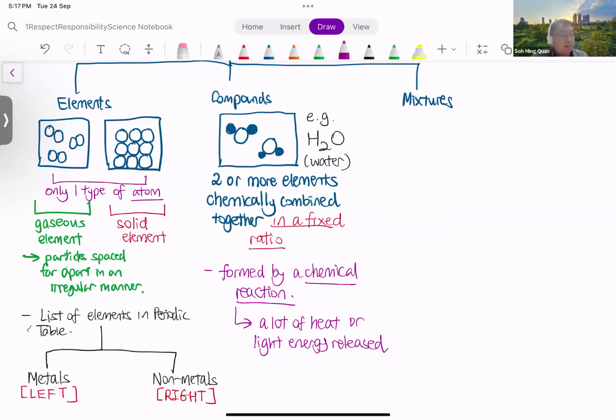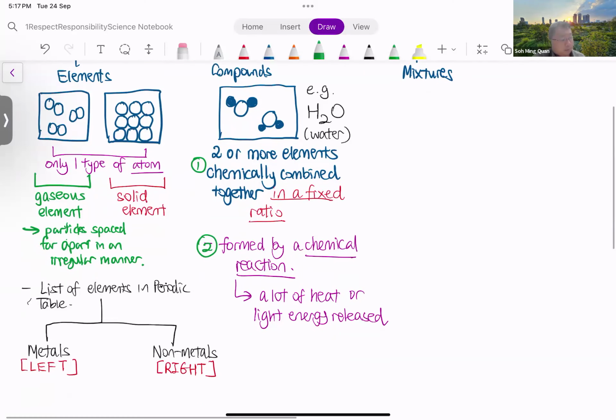Okay? Now let's number the characteristics to remind ourselves. The first characteristic is that it's chemically combined together in a fixed ratio. The second characteristic is that it's formed by a chemical reaction, therefore a lot of heat or light energy is released. Okay? Now, finally, the third characteristic: because it's chemically combined, chemical reactions formed it. They form these chemical bonds.